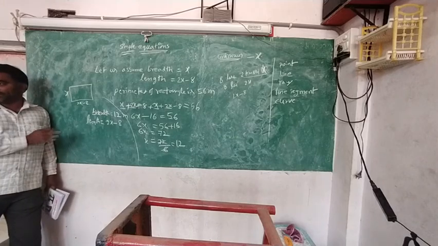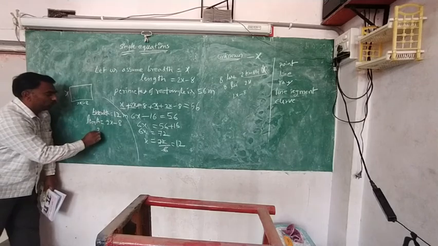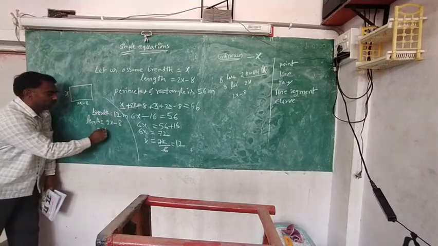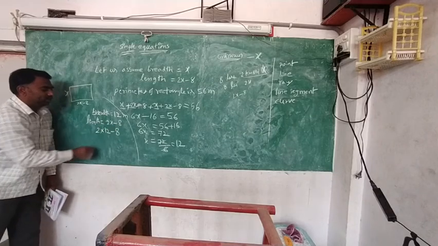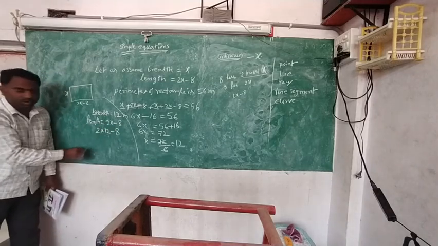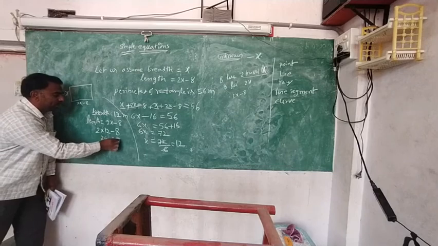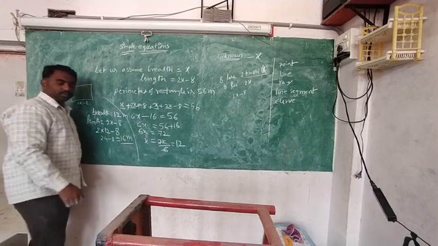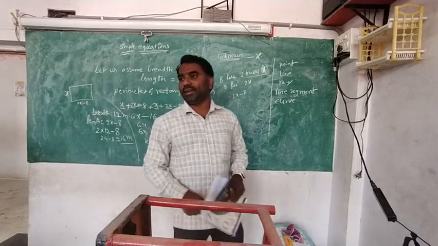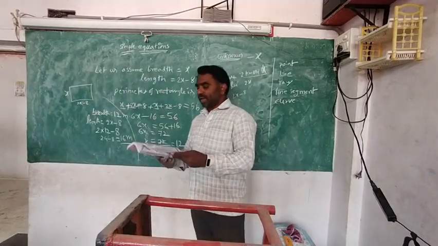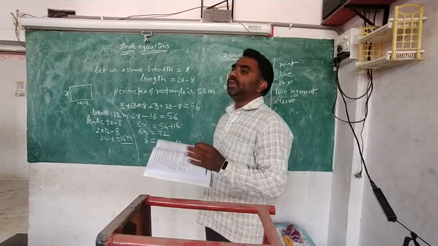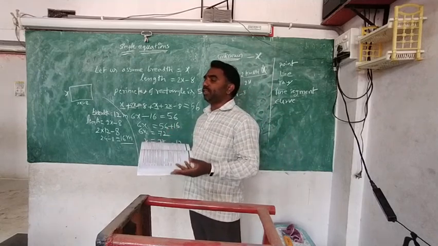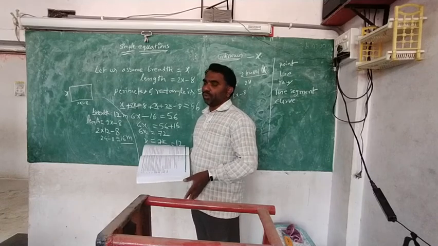Checking time, I said like that. 2 into x is 12, minus 8. 2 into 12 is 24, minus 8 is equal to 16 meters. Okay? You understand? So this is the way of solving equations and solving the problems which we face in our daily life.